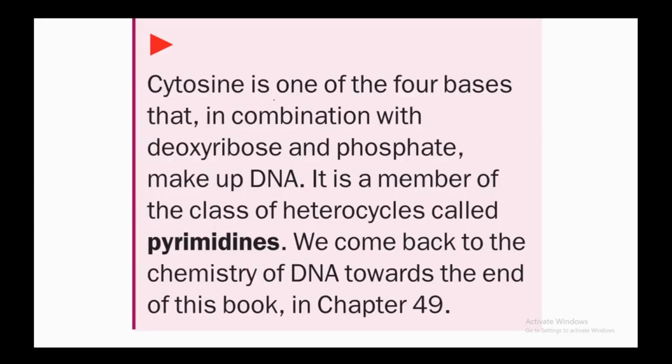Okay, cytosine is one of the 4 bases that in combination with deoxyribose and phosphates make up DNA. It is a member of the class of heterocycles called pyrimidines. We come back to the chemistry of DNA towards the end of this book, that is in chapter 49. In that chapter I'll be discussing DNA and RNA, the nucleic acids and the base pairs. But here we are just limiting ourselves to this topic about NMR.